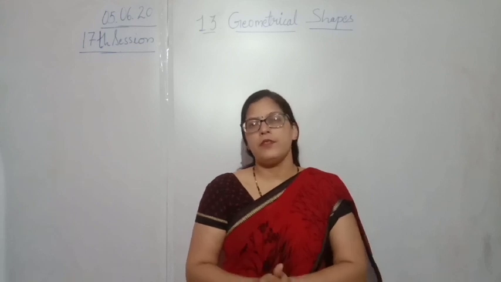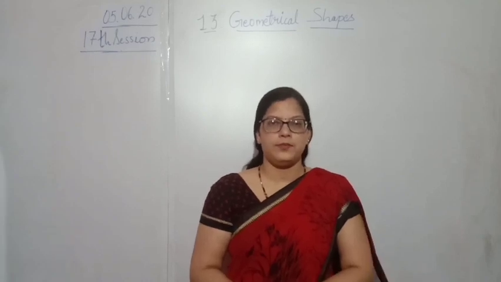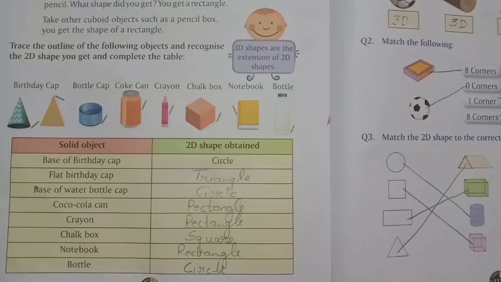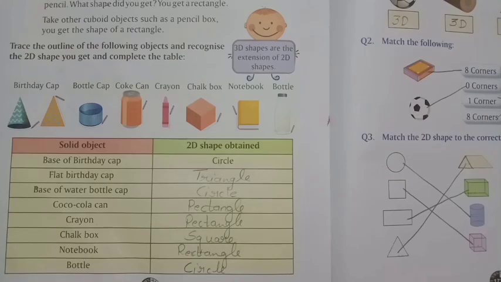Open page number 172, and get ready with your pencil and eraser. So children, this is our page number 172. Here see this, you can see this table. On one side it is given solid objects, and on the second side it is given 2D shape obtained. Now what we have to do is find out which plane shape we obtain by drawing the outline of the base of solid shapes.